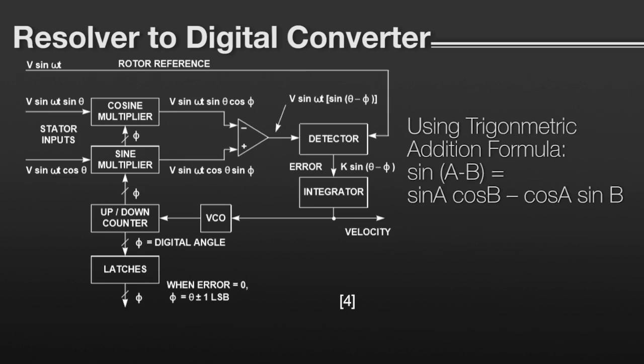Using the trigonometric addition formula shown in our slide, remember trigonometry? The signal is equal to V sine omega t sine of (theta minus phi). This error signal, sine of (theta minus phi), is fed through the rest of the system so that the counter's digital output phi represents the angle theta. If you want to know more, refer to the Analog Devices reference material in your homework reading for more details.